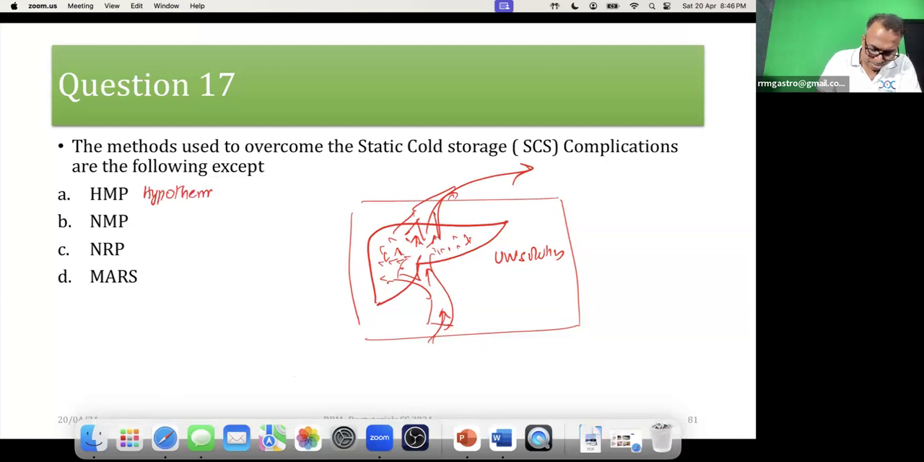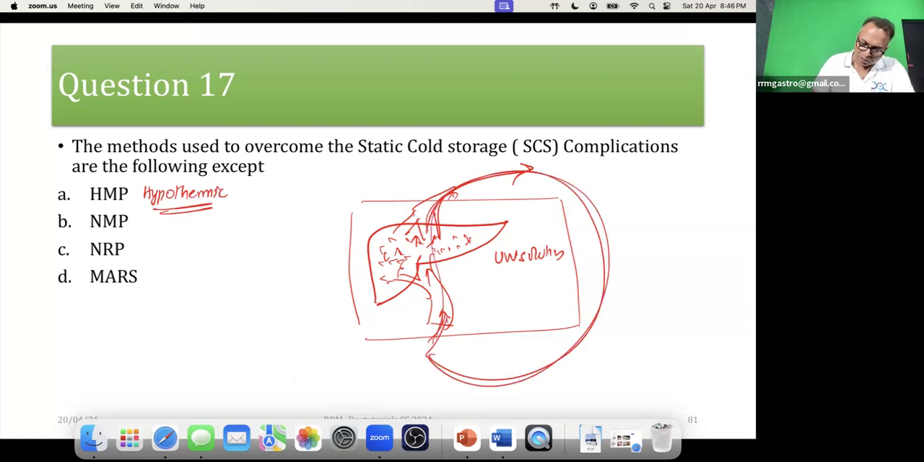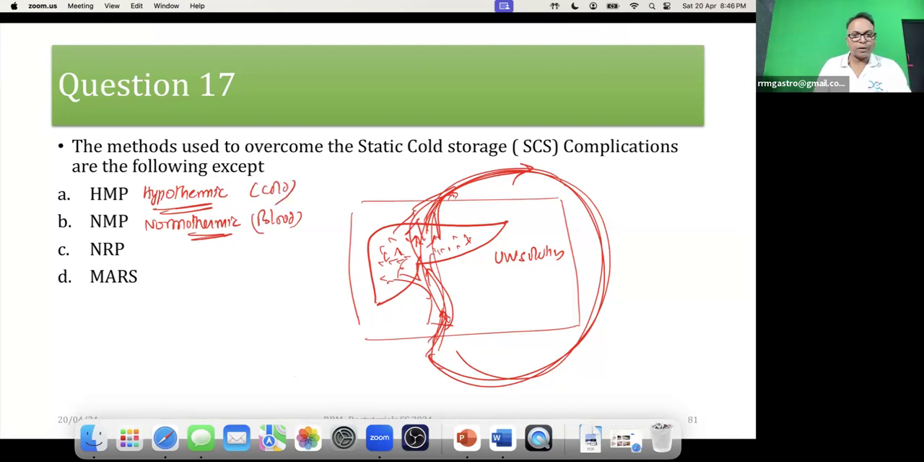Hypothermic machine perfusion. Hypothermic, the cold solution will be continuously going in, continuously coming out, continuously going in. So this is hypothermic machine perfusion. Normothermic. Instead of a cold solution, let me infuse warm blood. Warm blood is infused. Machine perfusion. This is cold solution perfusion.